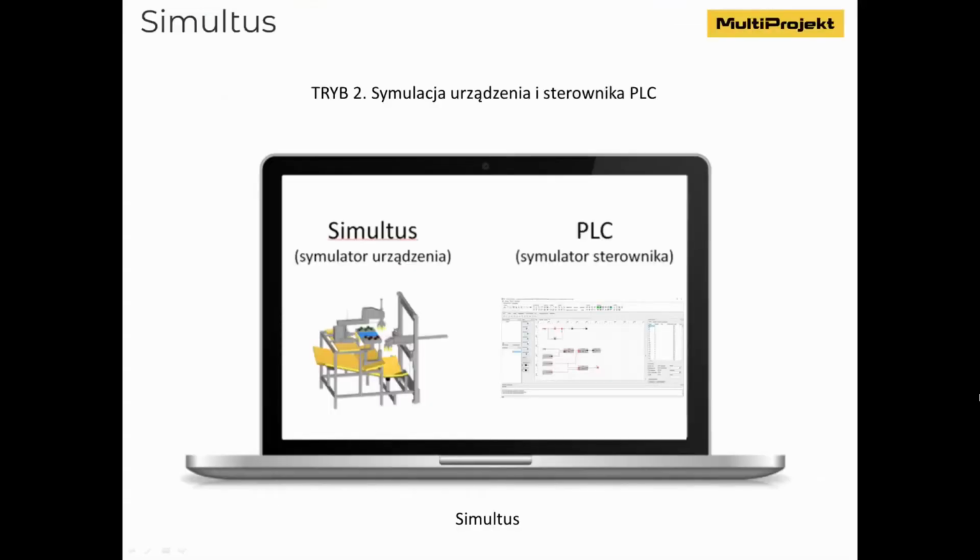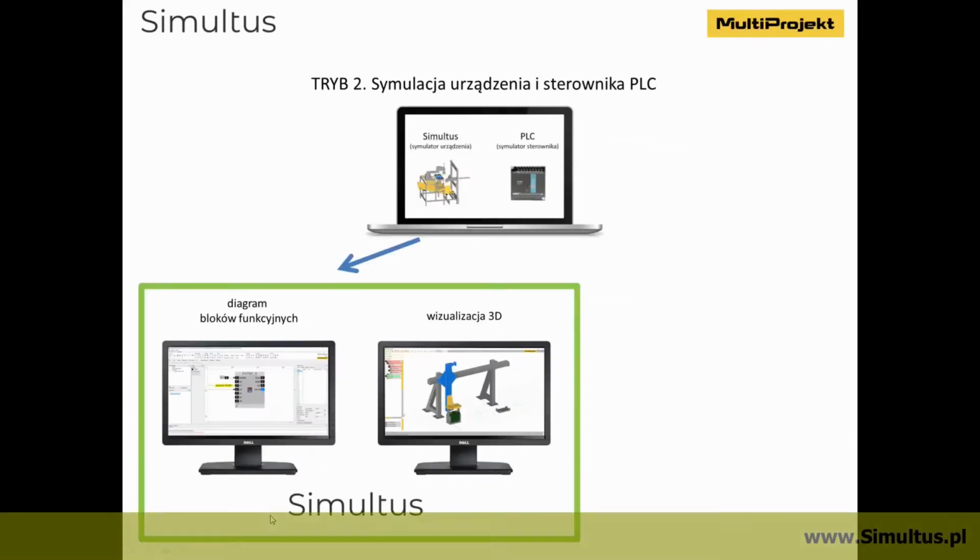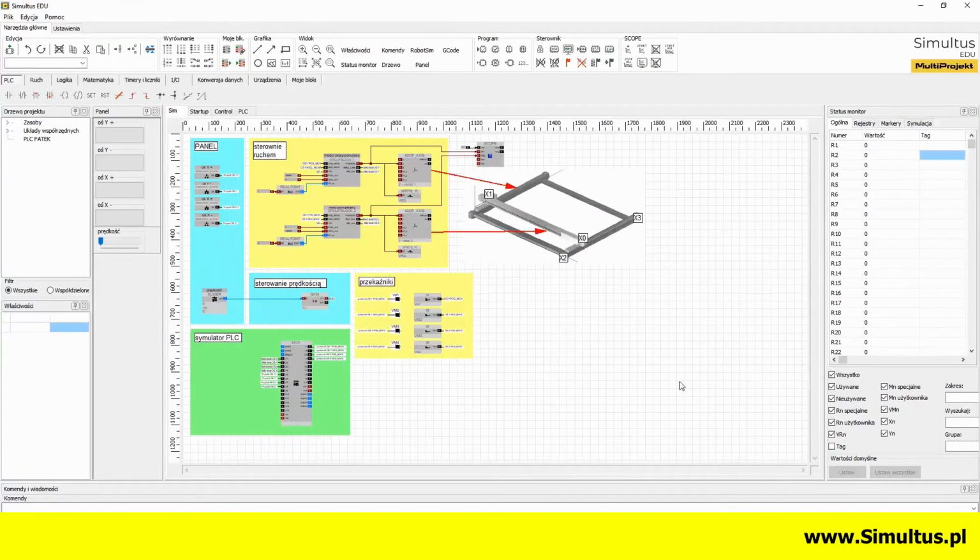In the second mode, we simulate the operation of the device and the PLC, all happening virtually inside Simultus. A PLC simulator has been added to the model from the previous example. It is located in a function block placed on a green background. Limit switches have been connected to the PLC simulator.